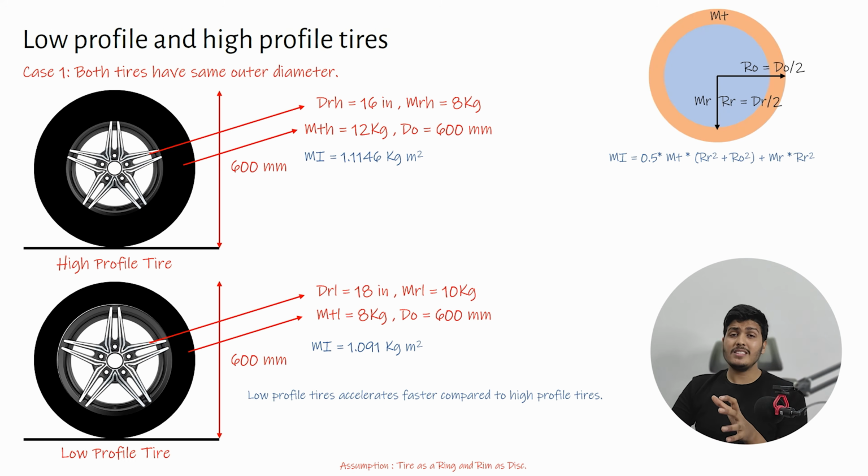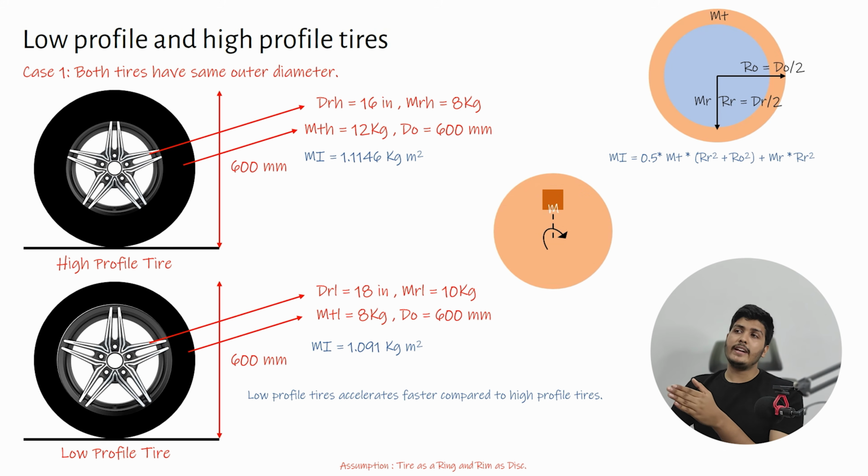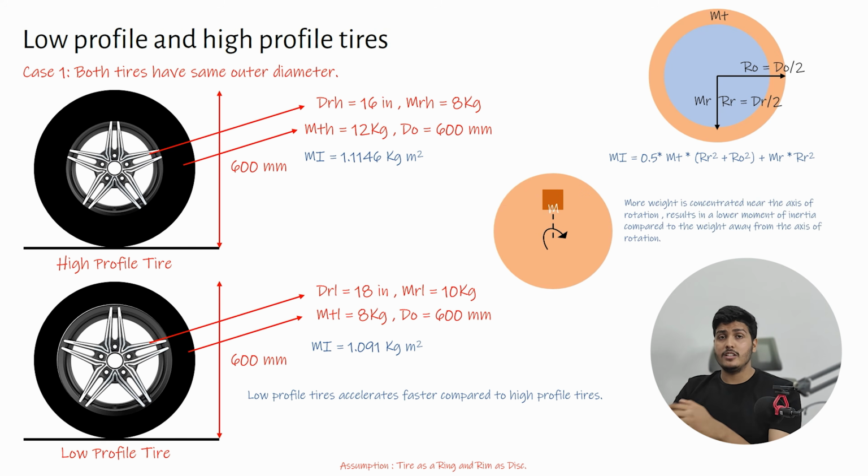In reality, the mass distribution of the complete wheel plays a crucial role in calculating the moment of inertia and understanding the acceleration. Here, a thumb rule can be considered. If more weight is concentrated near the axis of rotation, this will result in a lower moment of inertia compared to weight which is far away from the axis of rotation. A low profile tire with a larger rim will have more of its mass closer to the center of rotation, resulting in a lower moment of inertia compared to the high profile tire with the same outer diameter. Therefore, a low profile tire will generally accelerate better due to its low moment of inertia.